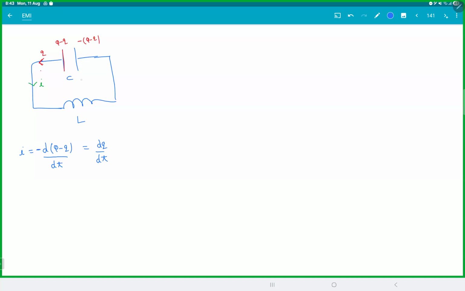Then apply Kirchhoff's law inside this. I'll go from negative to positive plate. So this is Q minus q by C minus L di by dt. And then you get L d square q by dt square is equal to, take out minus common, you'll end up with q minus Q by C. This looks like d square q by dt square is equal to 1 by LC times q minus Q. Clear with this? This looks like your SHM equation.